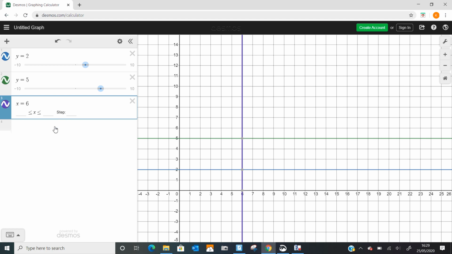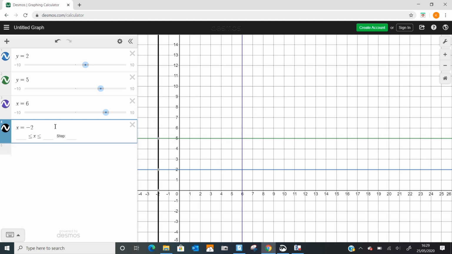What if I said x equals -2? Okay, let's go for it. x equals -2, and we'll see where that goes through. It goes through -2 down here, so it's -2, 0. So it doesn't touch the y-axis at all. Okay, so it's an x equals line when it goes straight up and down. So they're a bit awkward, these three guys here. They're just a wee bit awkward. Okay.